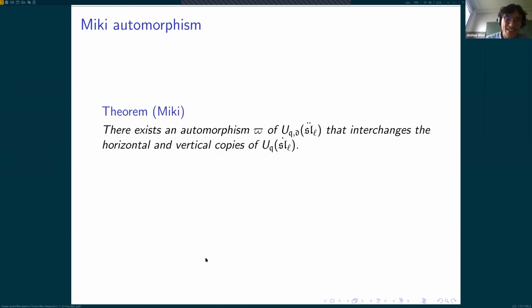Oh, actually, sorry, before I even say that, Miki showed that there's this automorphism of the toroidal algebra that interchanges the vertical and horizontal copies of the quantum affine algebra.